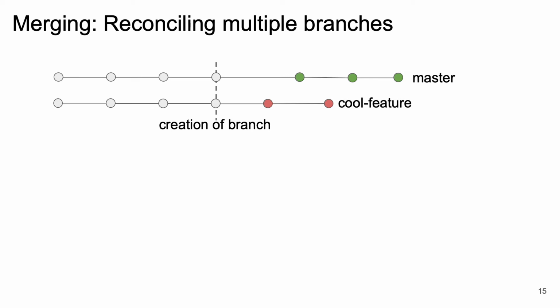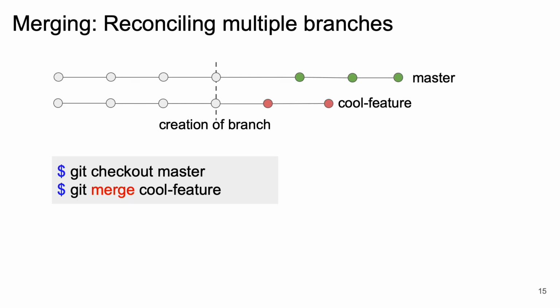And now you want to merge these two. So how would you do this? You would go to the master branch, you would say git checkout master, and you would say git merge cool feature. So merge my cool feature branch into my master branch.